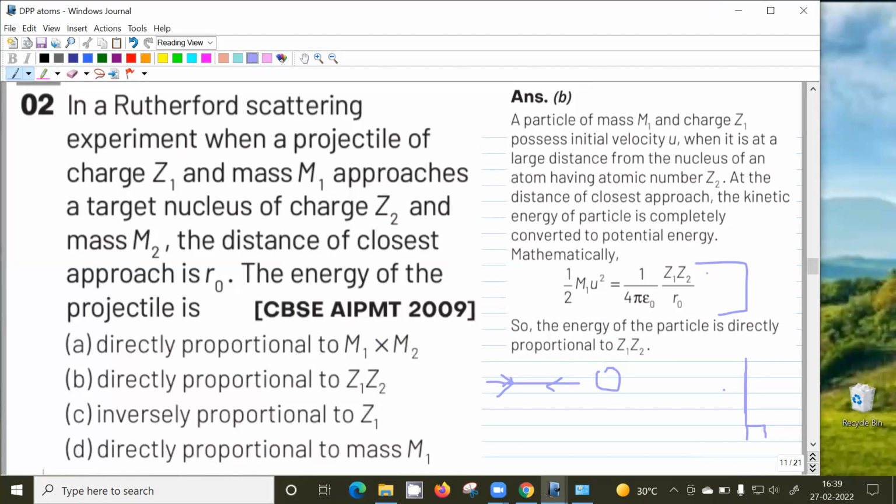It's actually E square. Okay, Z1 is considered as charge. Charge is actually Z1 into E, but he has considered the charge as Z1. So it is Z1 into Z2 by R0. So if R0 is fixed, then it is proportional to Z1 and Z2. Half mv square is the energy. So B is correct.